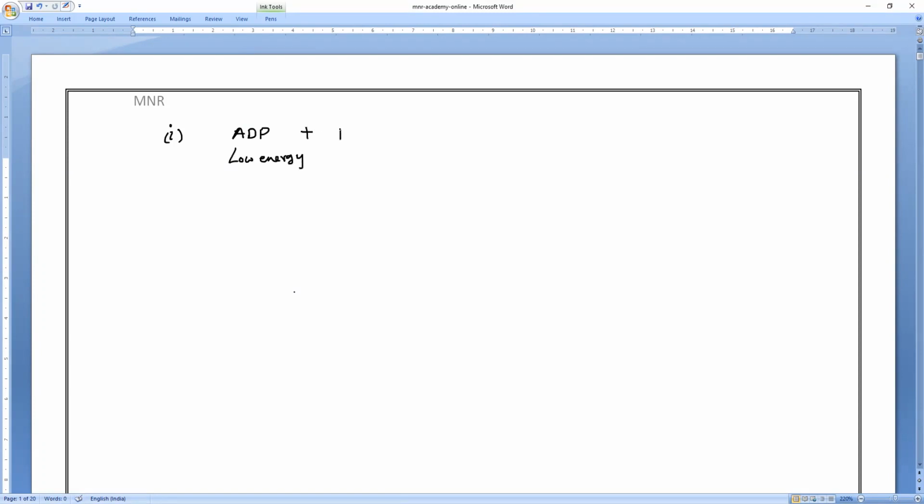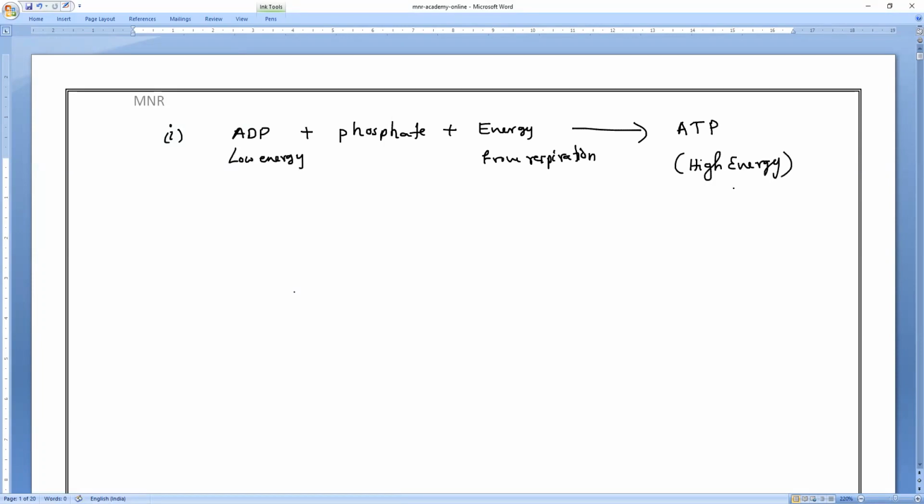And again, it reacts with phosphate, so that it also takes the energy from respiration only, and it forms the stored energy. That is what we call ATP, which is high energy. So the energy released during respiration is used to make ATPs. What do you mean by ATP? Adenosine triphosphate.